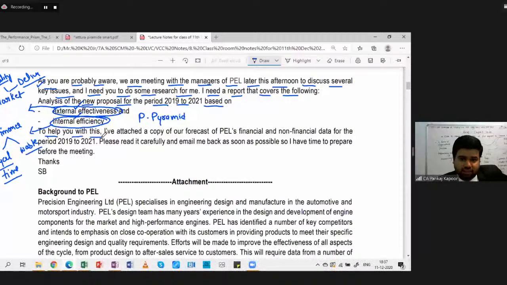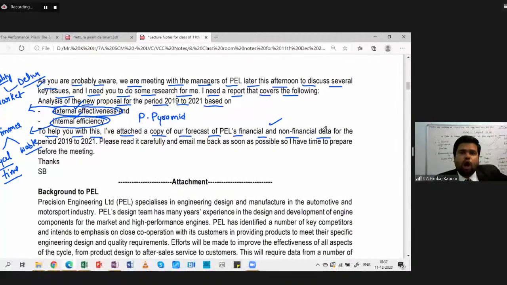To help you with this, I have attached a copy of our forecast of the PEL financial and non-financial data. Because it's an accounting firm, they may prepare the 3-year or 5-year forecast for the company, but now the company wishes to know how its performance will be, based upon the forecasted data. Basically, they need a report. They could not understand the forecasted CMA data. So the client asks you for the report, and the partner is asking you, as his assistant, to provide him the report, so he can read your report and narrate it to the customer.